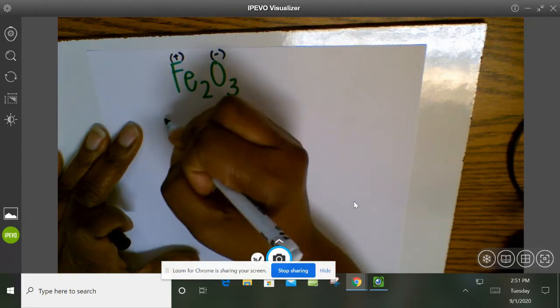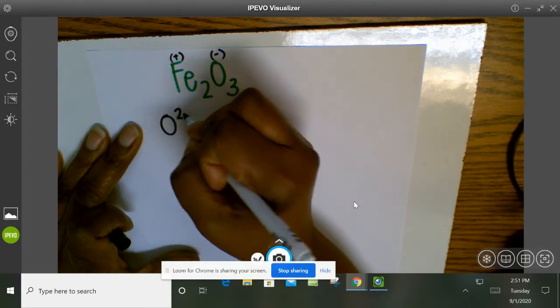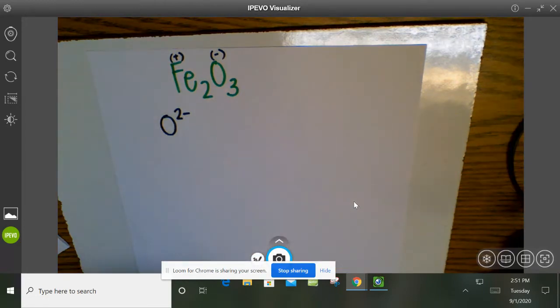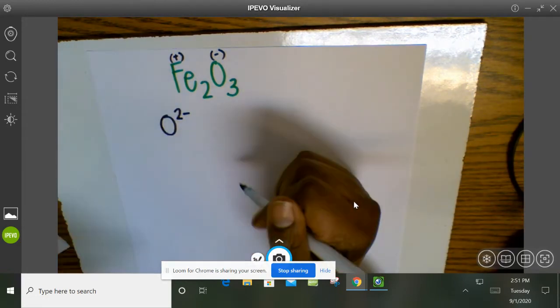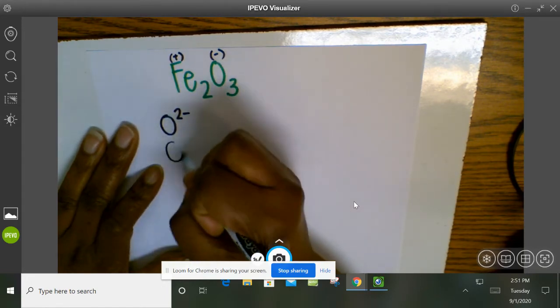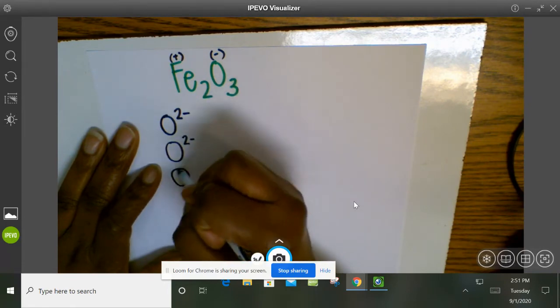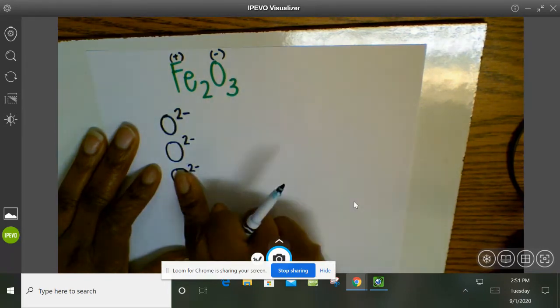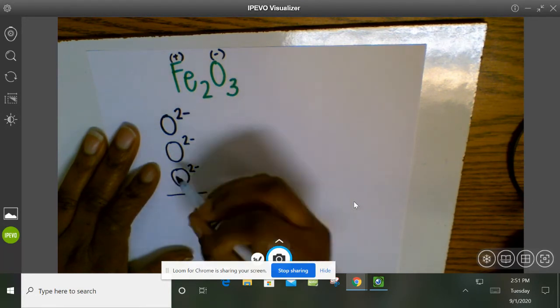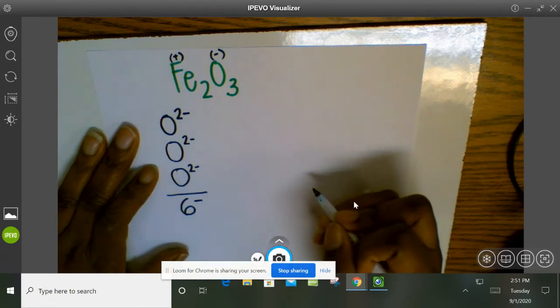The first thing I'm going to do is find oxide on either my periodic table, because it's made from oxygen, or on a chart that you may have with the ions listed. So O2 negative. The charge on oxide is 2 negative. I look at my formula and I see that I have 3 of them. So I'm just going to write it down 2 more times until I have 3 oxides, each with a 2 negative charge. If I add up all of the charges, I see that it is 6 negative.